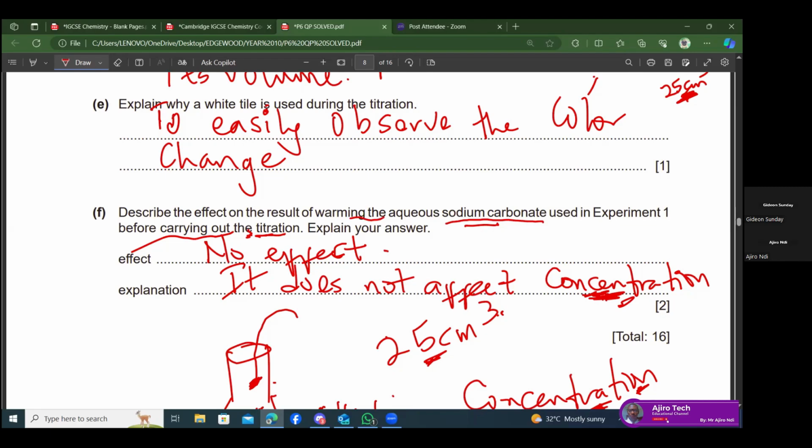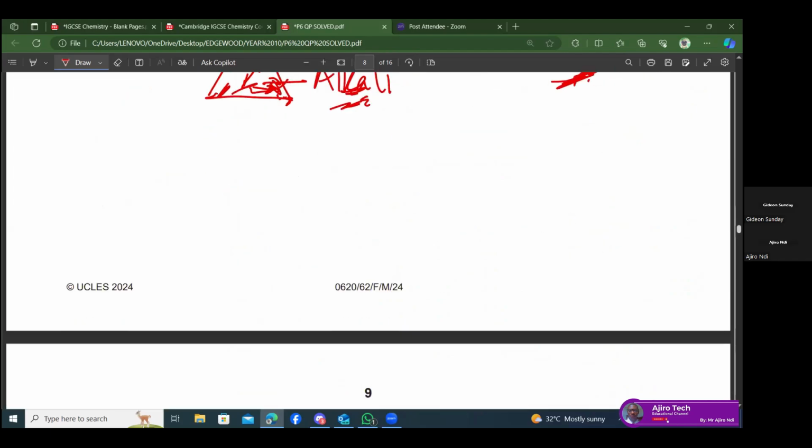And when you warm, it doesn't affect the concentration. Yes, it increases the rate of reaction, true, but it doesn't affect the amount of volume you need to add to obtain endpoint. That's the point you need to note. Titration is dependent on concentration and not the temperature. So that is for that.